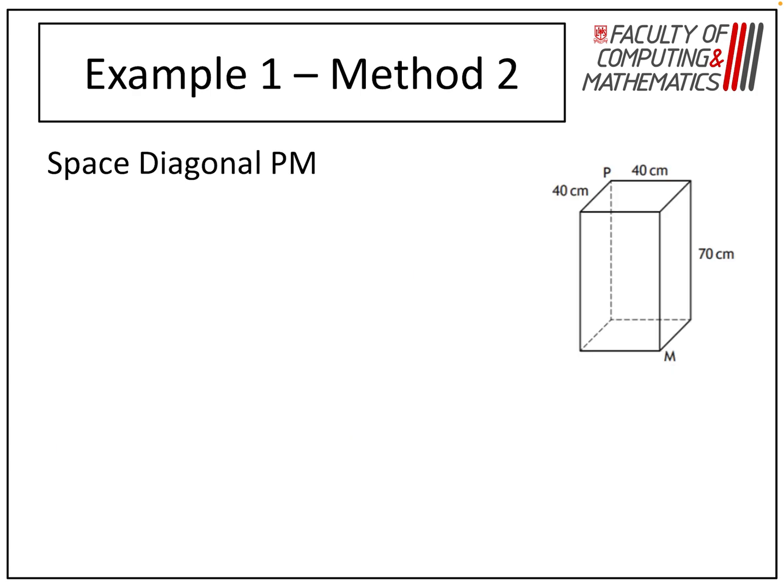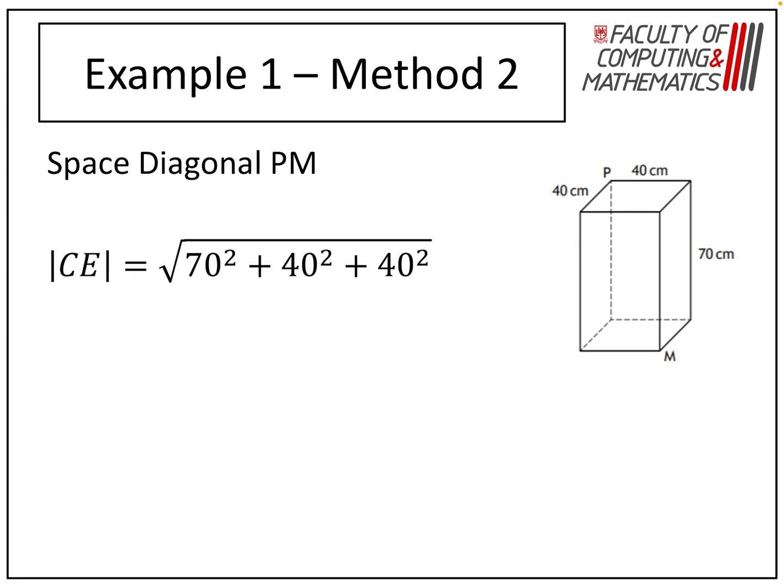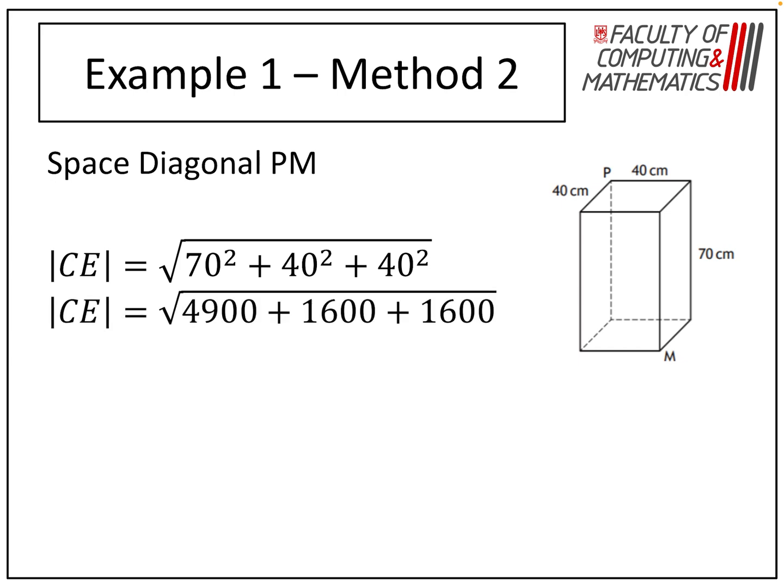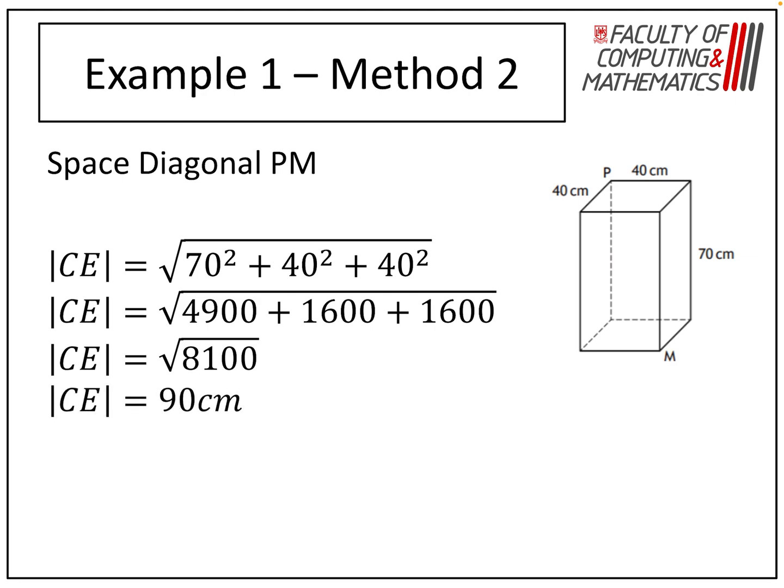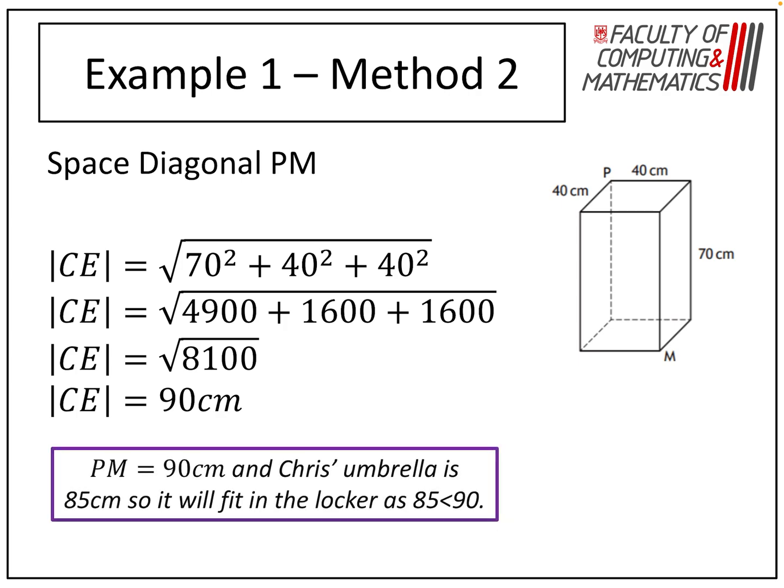So just like before, I'm also going to do this using the magnitude of a vector. So the space diagonal PM has components 40, 40 and 70. So what we're doing there is the square root of 70 squared plus 40 squared plus 40 squared. So that's 4,900 plus 1,600 plus another 1,600, which gives us the square root of 8,100, which should be looking pretty familiar, because when we do that we get the same answer of 90 centimetres there, and we can draw the same conclusion from that.